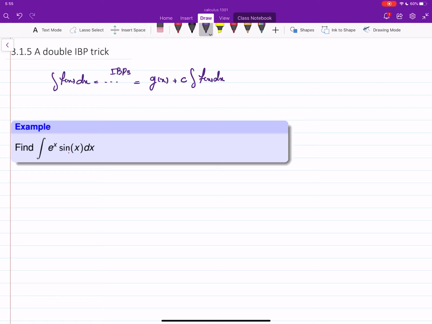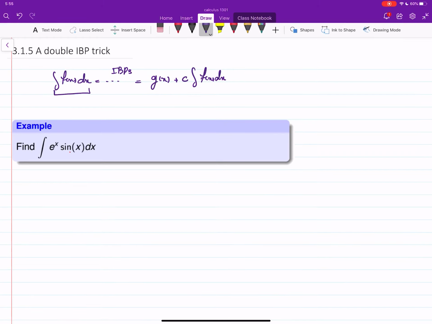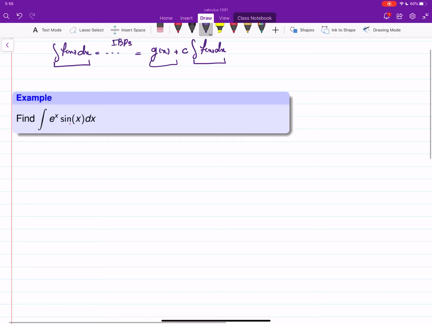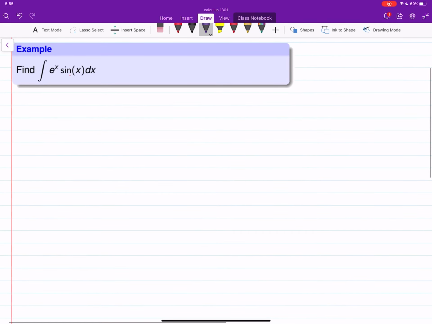Okay? So you do several times integration by parts. You start with one integral and then end up with a function plus a multiple of the same integral. Okay, let's see this in this example, e to the power x sine x. We have already seen examples of polynomial times e to the power x or polynomial times sine x. In those cases, you take u to be that polynomial.